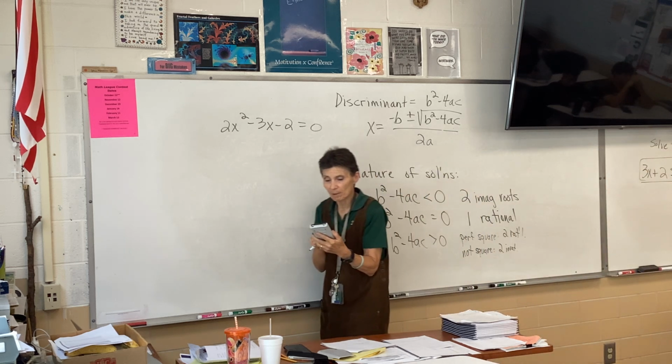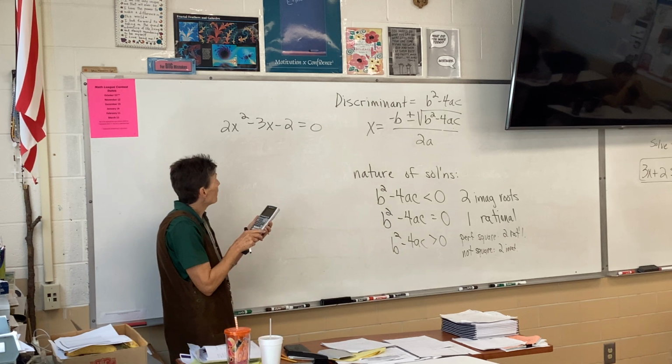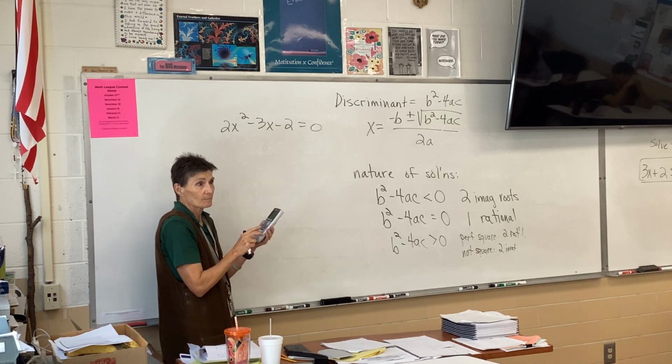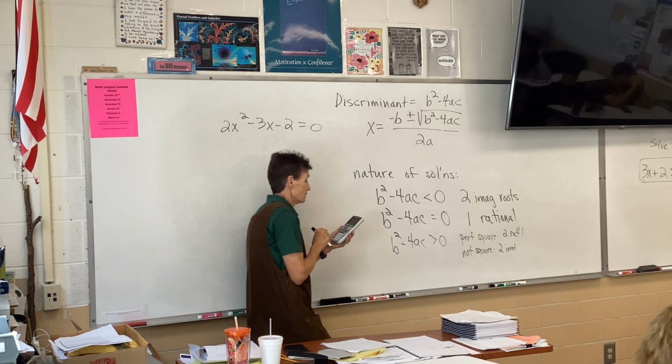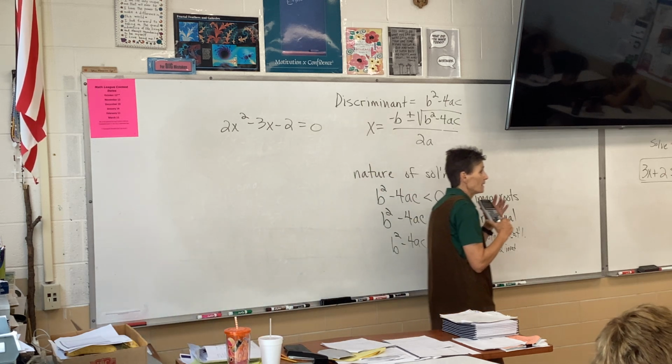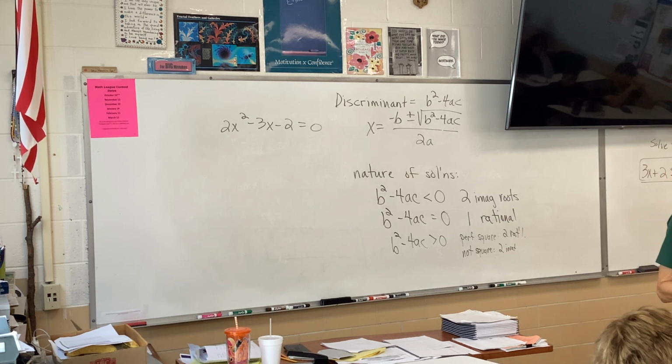All right, now what? Our plots are off. Our window is reset. Now what do I do? Type in my equation. So 2x squared minus 3x minus 2. And hit graph. And what do we need to see? We know we're on target if we see where it crosses the x-axis. Because that's what we're doing. We're finding out where it's equal to 0. Where does it cross the x-axis?